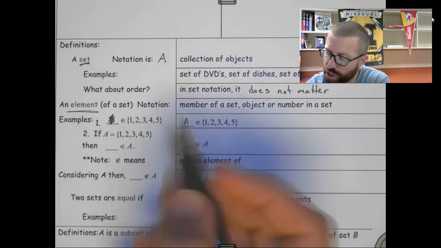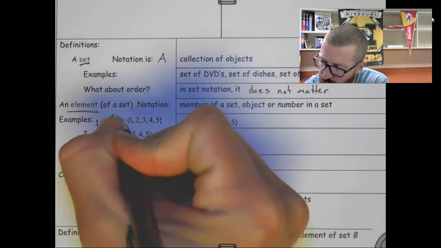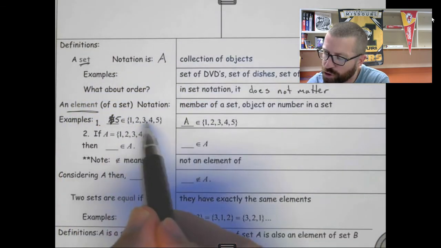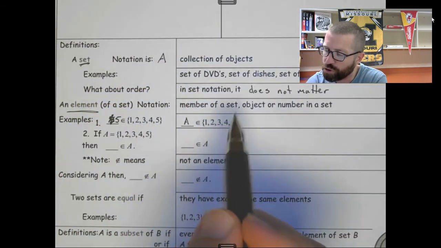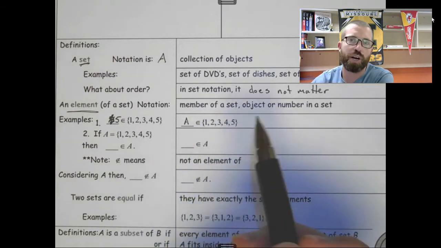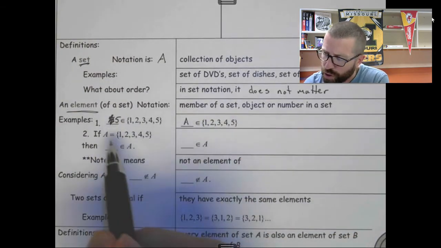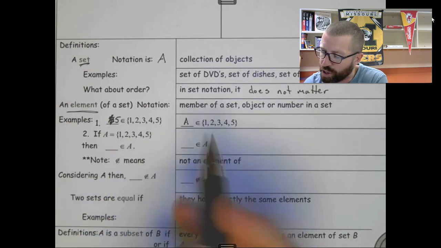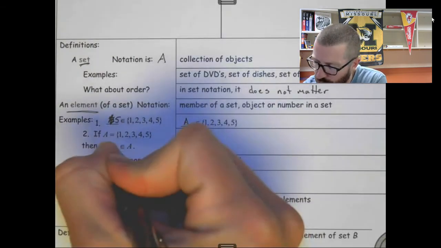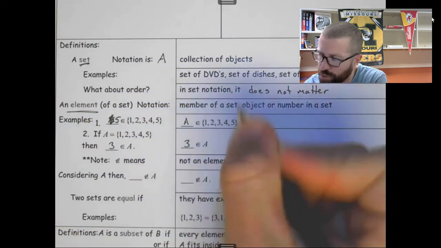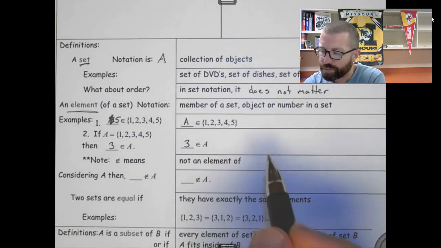So like below, let's use 5 here. We could say 5 is a member of the set 1, 2, 3, 4, 5. And notice we also use these curly brackets around the elements, and that represents a set. So if set A is equal to 1, 2, 3, 4, 5, then we'll use 3 this time. We'll say 3 is an element of A, or 3 belongs to A.